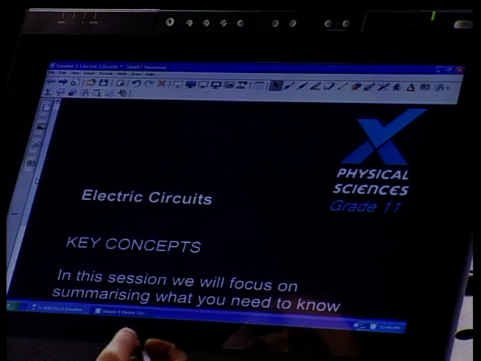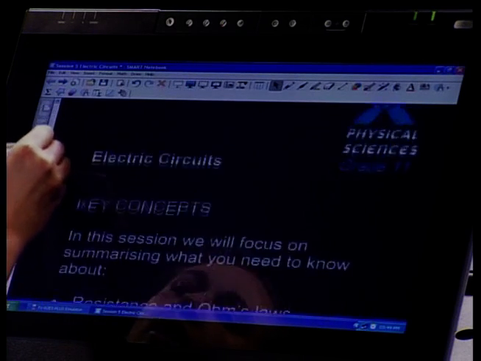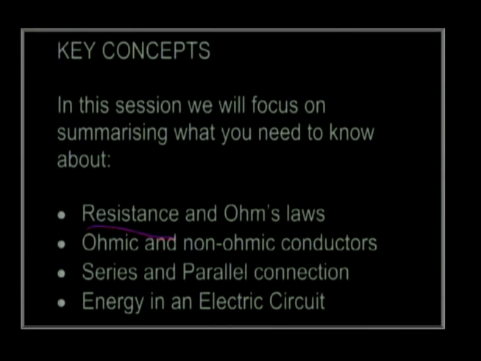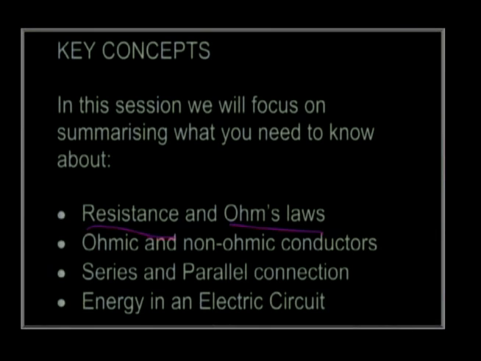Let's start off. Some of the key concepts that we deal with in this session, as I said, we will be focusing over here on your resistance. We're going to look at Ohm's law, the relationship that we have between resistance and Ohm's law, ohmic, non-ohmic conductors, and then very important over here is the series and the parallel connections that we have inside a circuit. With energy and electric circuits, we're going to look at calculations and how we're going to implement those into furthering our studies of electricity.